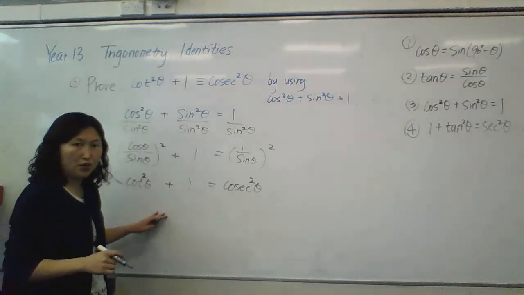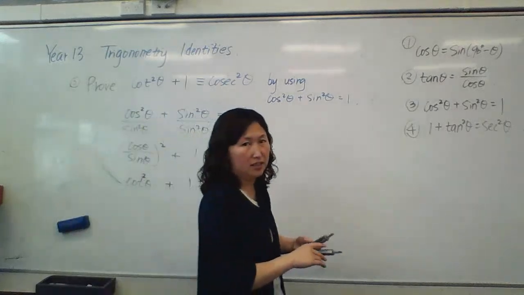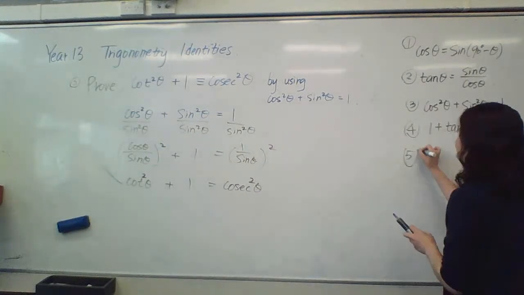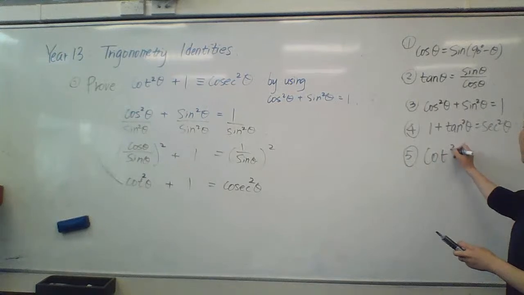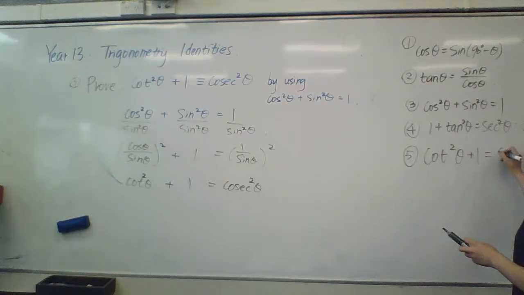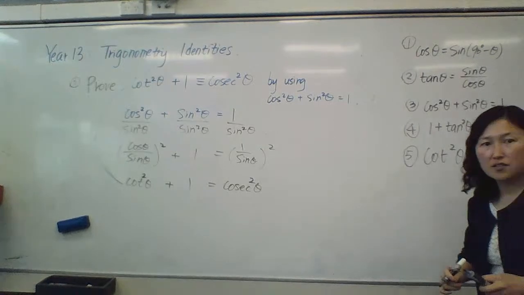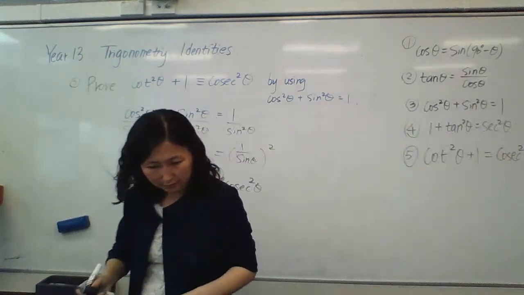Okay, so this will give us the next identity, which is cotangent theta squared plus 1 is equal to cosecant theta squared. Okay.